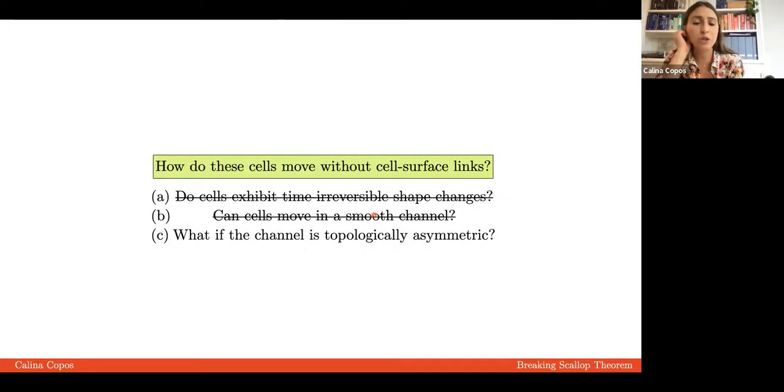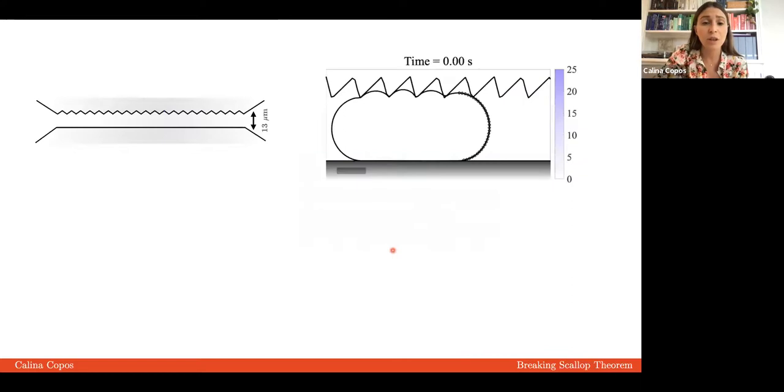So the quest is on. We thought, what if we introduce topological asymmetry into the channel? What if the channel is not smooth? So we introduce what we call a serrated channel. The asymmetry is broken in two ways. One, top and bottom. The bottom is smooth, the top is serrated. We saw experiments that mimic this, so we wanted to mimic those experiments.